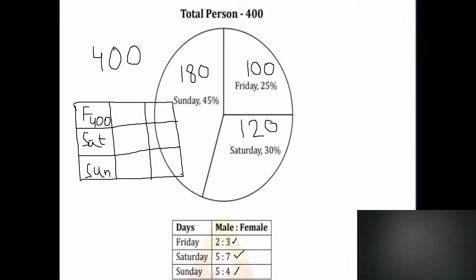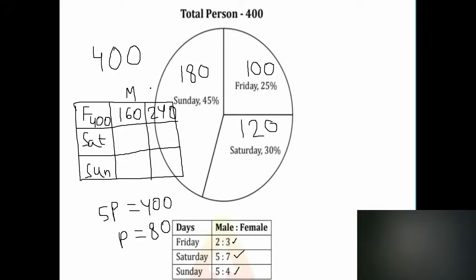So 5 parts is equal to 400. When 5 parts is equal to 400, 1 part is equal to 80. So when 1 part is equal to 80, 2 parts means 160. So here males are 160. And next females are 240. This is about Friday. Similarly, we should distribute for Saturday and Sunday also.